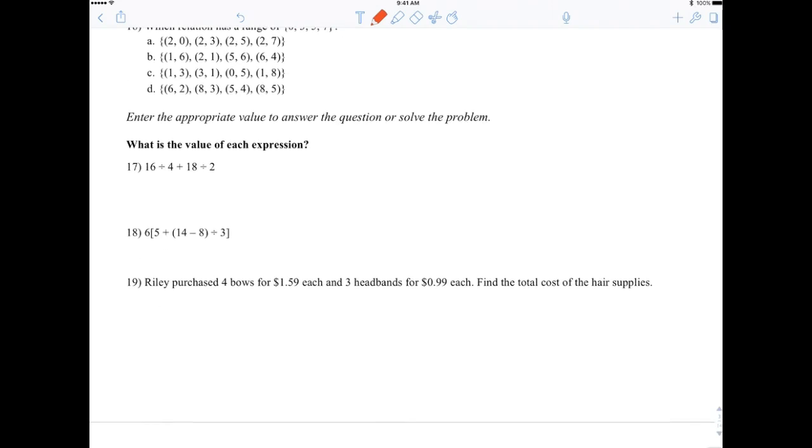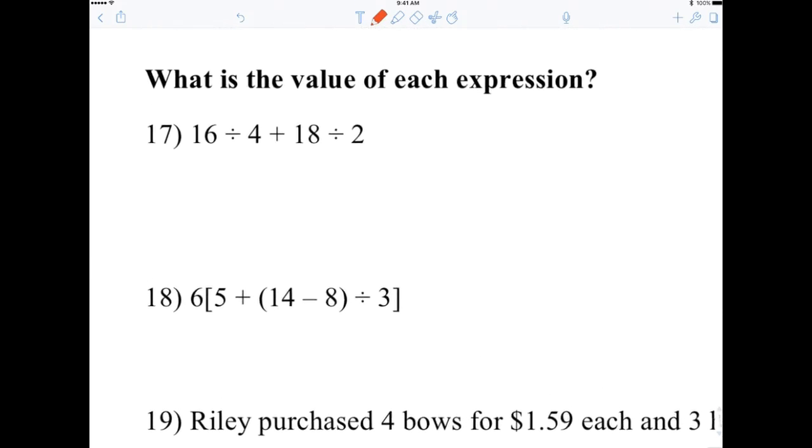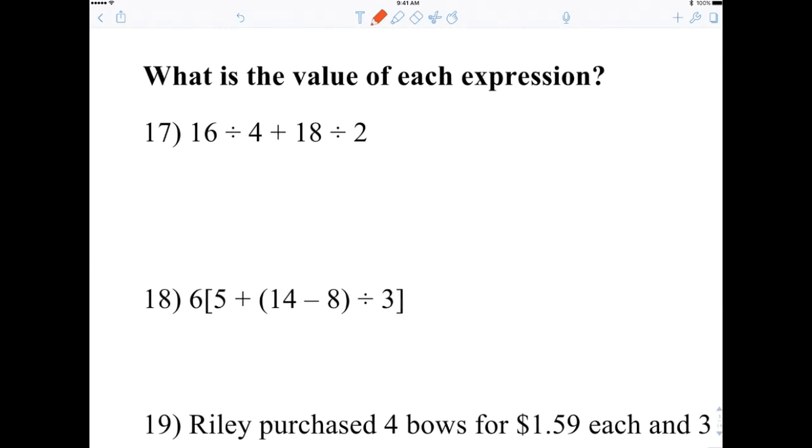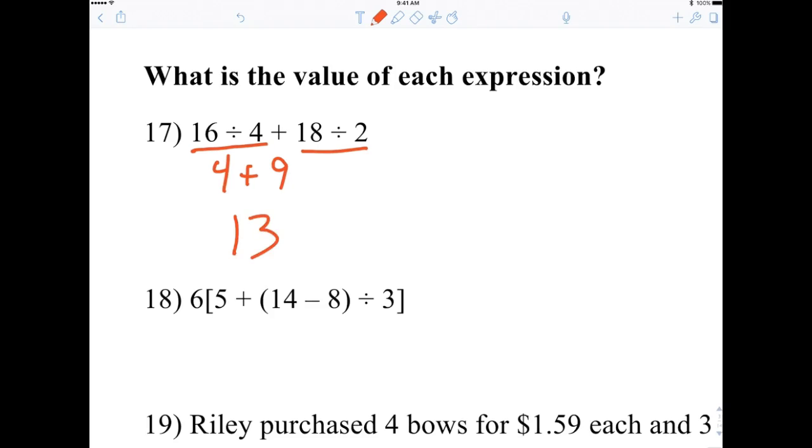Let's look at 17. Now we've got some more order of operations. We don't have multiple choice, so we've got to work this out. Division first. 16 divided by 4 is 4. Plus, and then we have to do 18 divided by 2, which is 9. 4 plus 9 is 13. We're awesome. 13. Any questions or concerns so far?